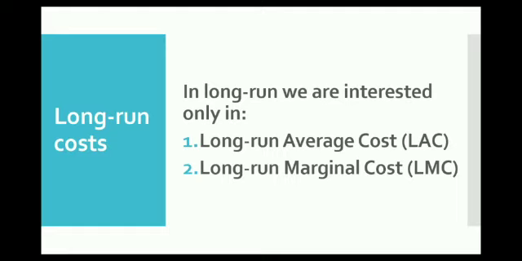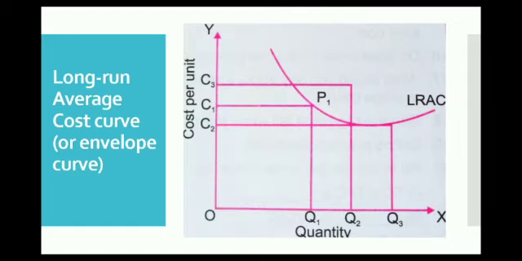So the first one is the long run average cost curve, or envelope curve. The long run average cost curve is a curve which shows the minimum achievable cost for each level of output with given input prices. You see here in this figure, point P1 on the LRAC shows that an output level of Q1 can be produced at the lowest attainable cost of C1.